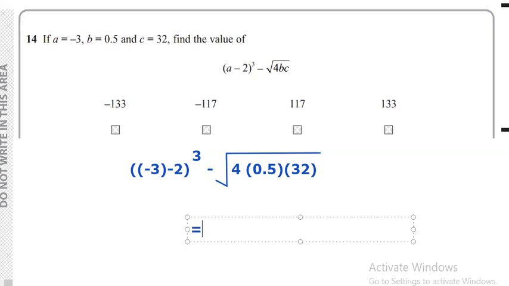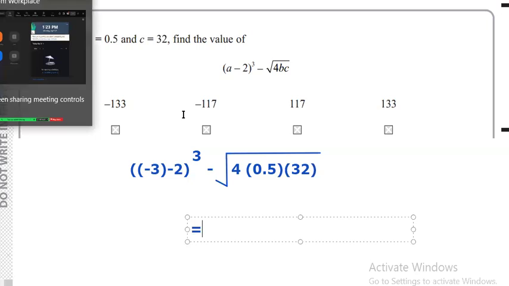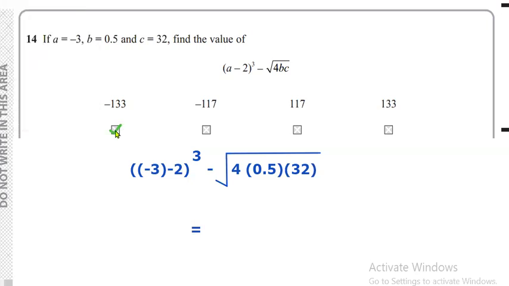And then square root, we have 4, bracket, 0.5, close bracket, open bracket, 3, 2, close bracket, and you'll have your answer, which is negative 133. Negative 133, which is the first answer in question 14. So the right answer is negative 133. So focus on this because steps are very important.